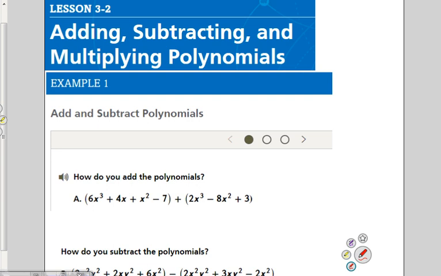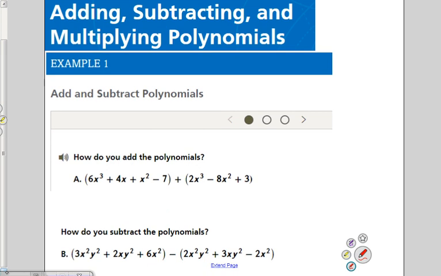Here we have example 1 in lesson 3.2. We're going to add the polynomial expressions that you see here. In this one, we have the first expression that I circled in green. We're going to add it to the red expression there. And what we're going to do is look for like terms that we can combine.